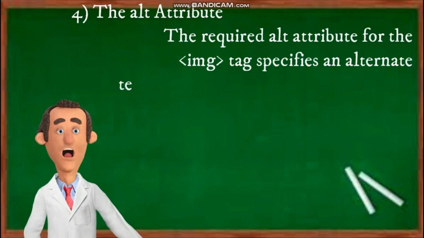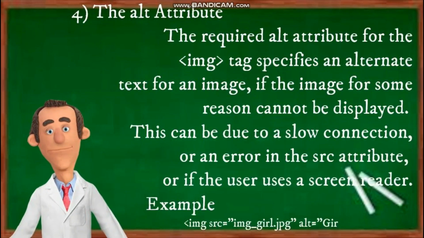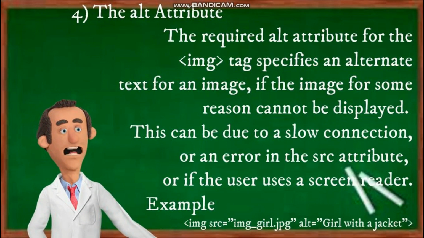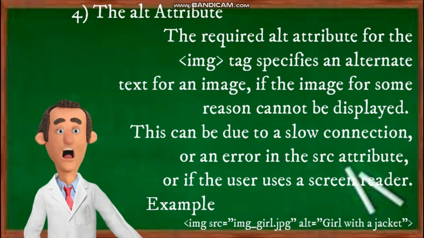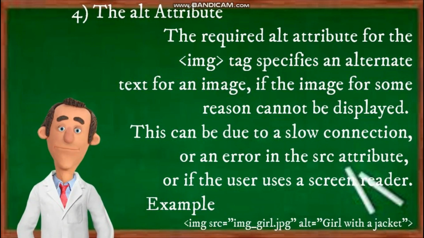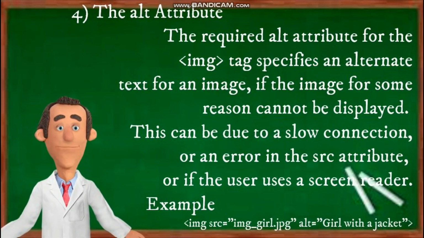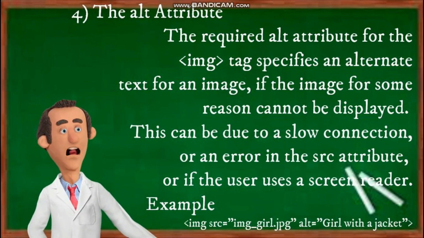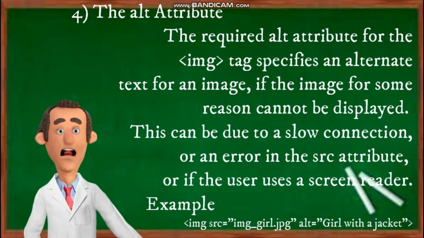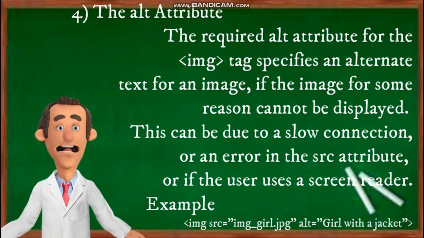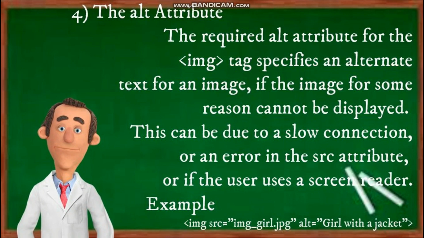Now our fourth attribute is the alt attribute. The required alt attribute for the img tag specifies an alternate text for an image, if the image for some reason cannot be displayed. This can be due to a slow connection, or an error in the src attribute, or if the user uses a screen reader. Example of alt attribute: img src="img_girl.jpg" alt="Girl with a jacket".